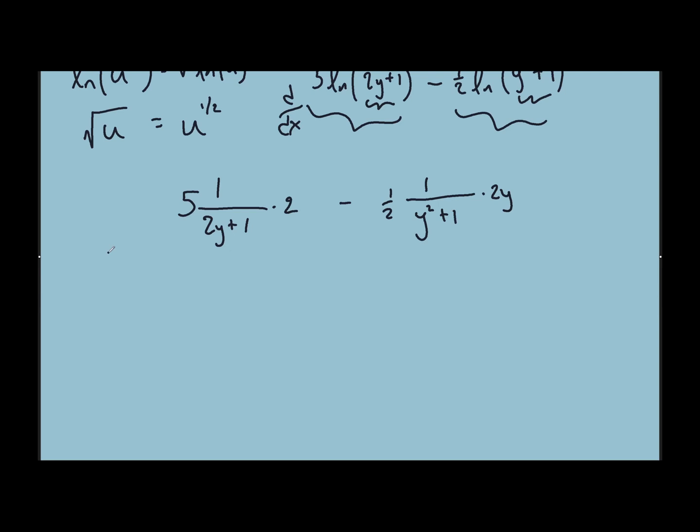Okay, so what does that give us so far? That gives us 10 on this side over 2y plus 1 minus 2. Well, I guess this 2 and this 2 cancel, don't they? So maybe we'll just take the 2 away and we'll do it y over y squared plus 1, like that. This is about as simple an answer as you can get. And it's the correct answer, which is a plus.